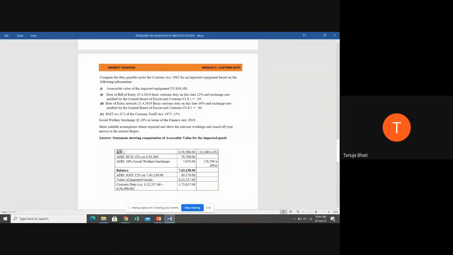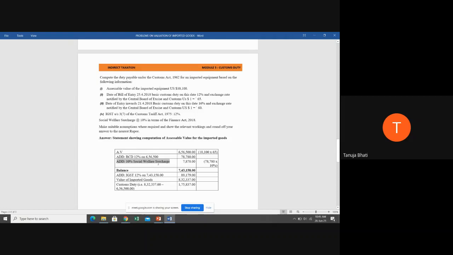So how will you convert? If the assessable value is 10,100, you convert into rupees by using the exchange rate, which is 65. So 10,100 into 65 gives you 6,56,500. Now, to this assessable value, you add the basic customs duty. You know which rate to take, whichever is later. So 12% on 6,56,500 gives 78,780.